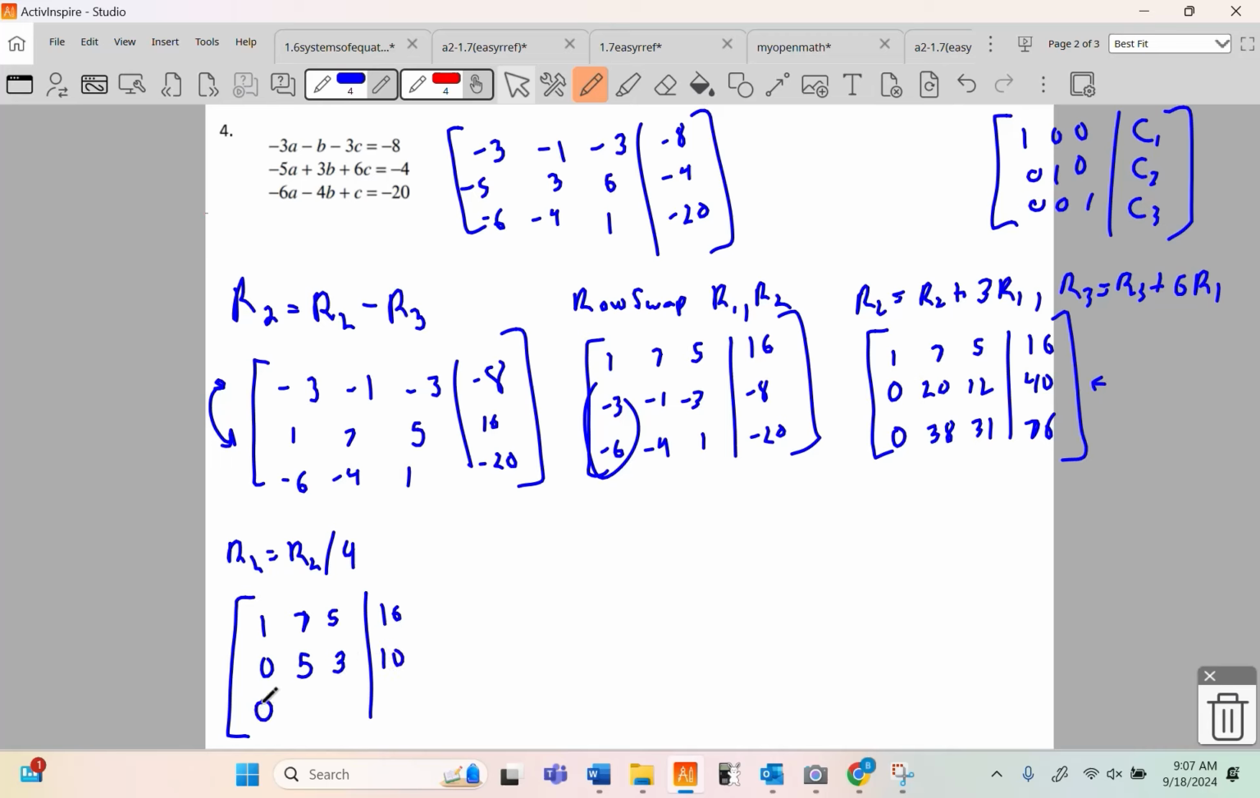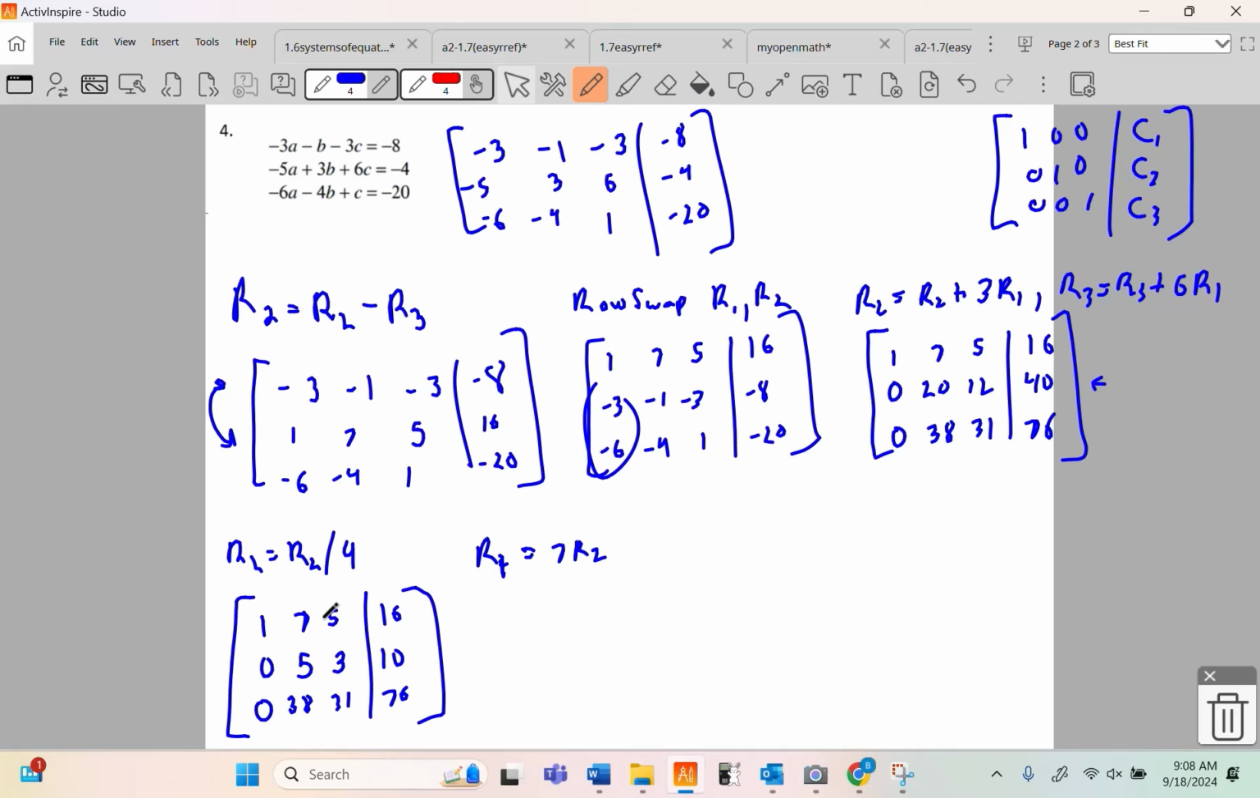I can't do that in the other row. We'll see if I've messed up somewhere. I need this to be a 0. I need that to be a 1, and I need that to be a 0. So I know that 5 times 7 is 35. So row 1 is 7 row 2's. That's going to mess me up, isn't it?